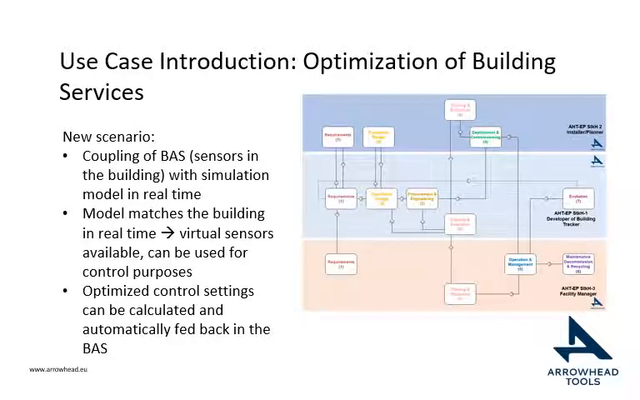In the new scenario, a newly developed building tracking system allows to cover the building automation system with a simulation model in real time. The model then matches the building at all times. So-called virtual sensors, which are values that are calculated in the simulation model but not measured, can be used for control purposes. Optimized control settings can be calculated and fed back in the building automation system.